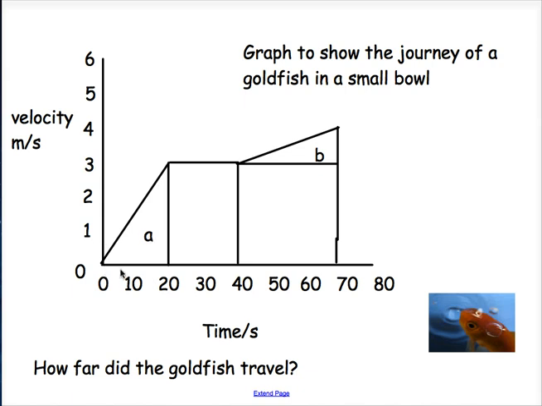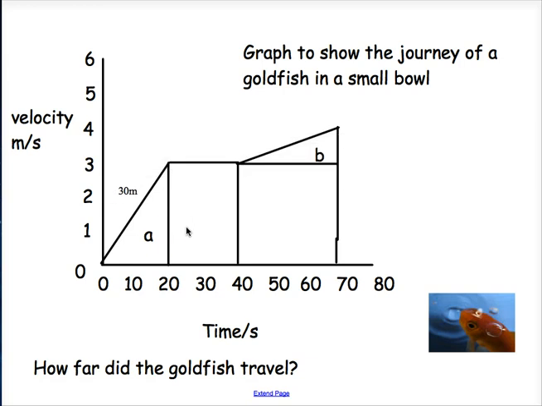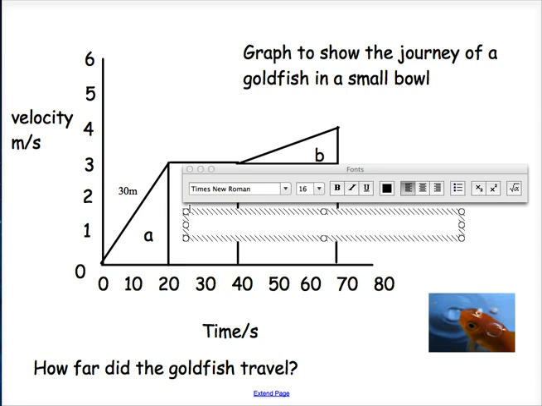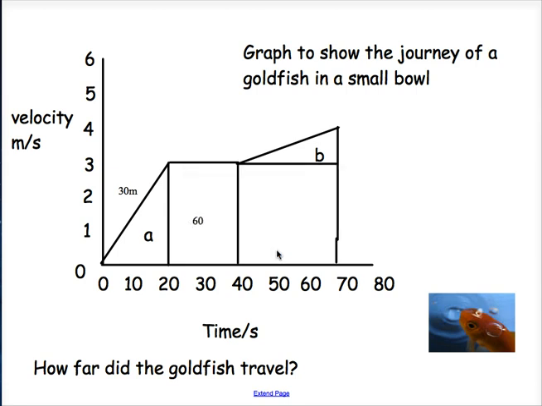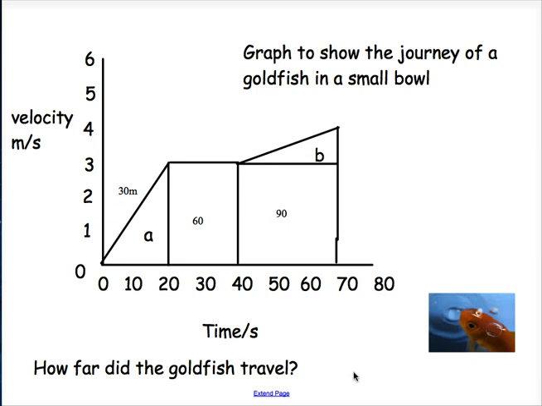So here I can use the scale. 20 times 3 is 60. But it's a triangle, so you half it. So that's 30 meters. This one is 20 along and 3 up. So it's 3 times 20. It's not a triangle, so it's 60. And so on and so forth. So this will be 30 times 3, that's 90, etc. And then you add all the numbers up, and that is the distance.